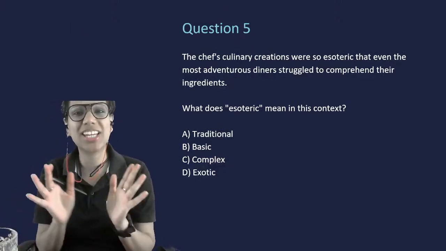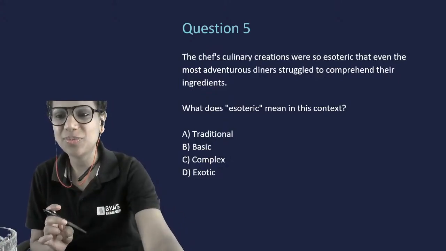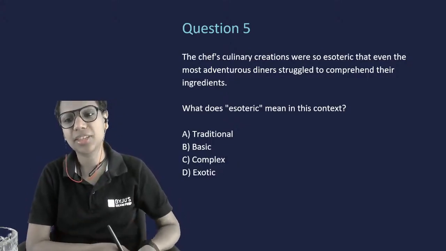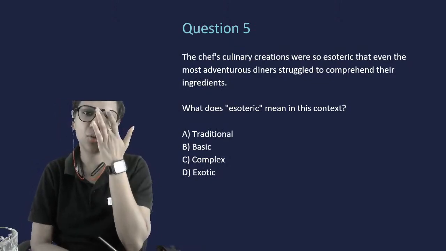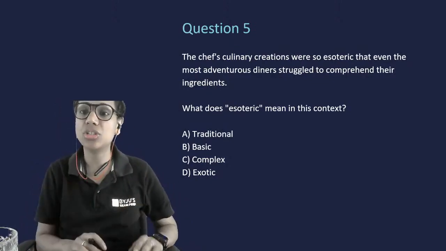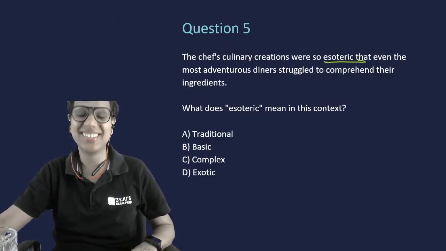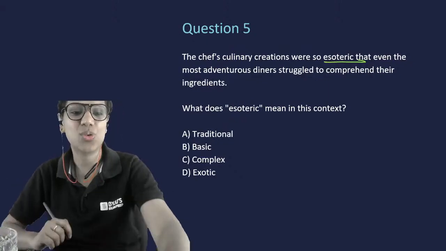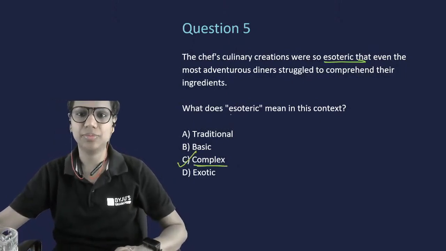Okay, so I think esoteric is something that all of you know the meaning of, don't you? Grovel also means to genuflect, to bend and bow before someone. So, the chief's culinary creations were so esoteric that even the most adventurous diners struggled to comprehend their ingredients. So, were they traditional, were they basic, were they complex, or exotic? Absolutely correct, they were complex.